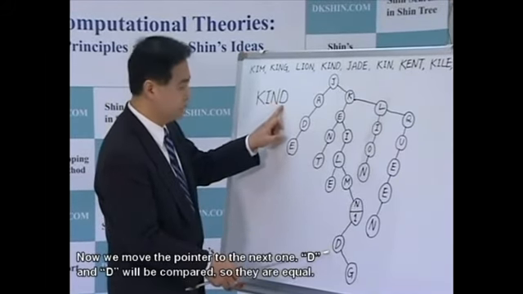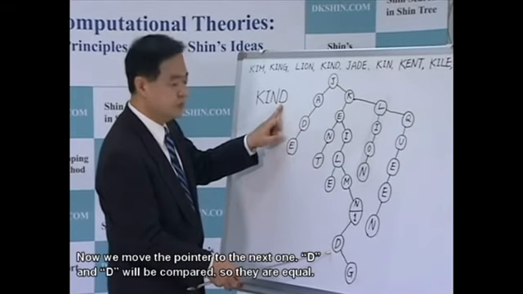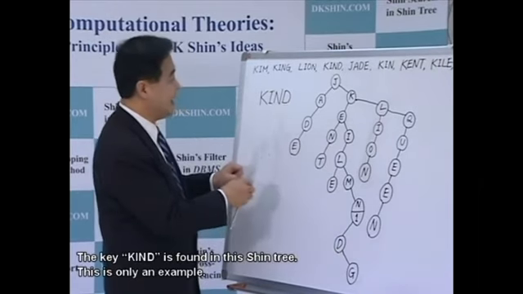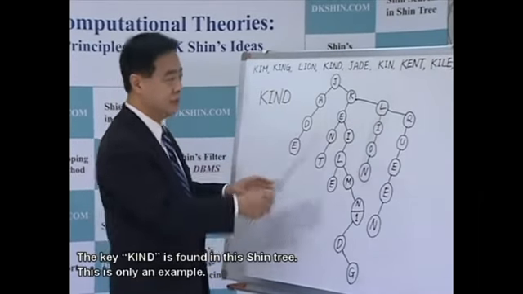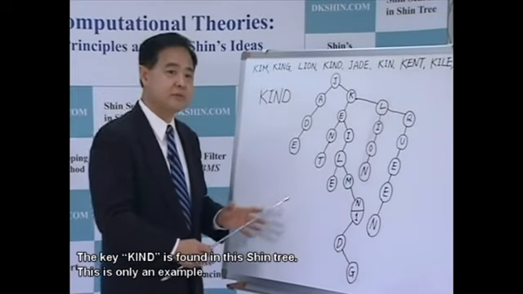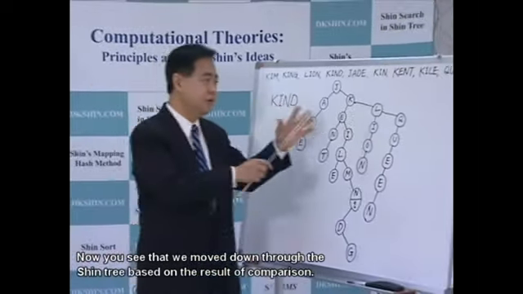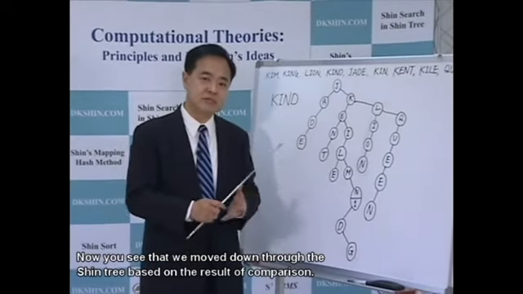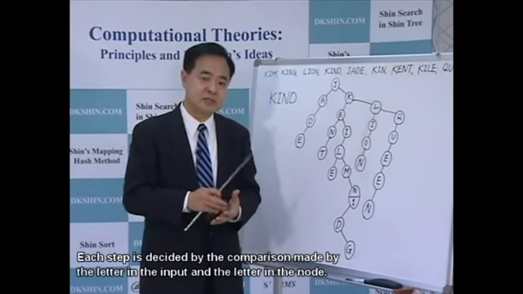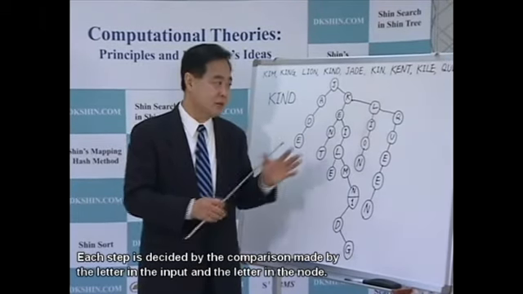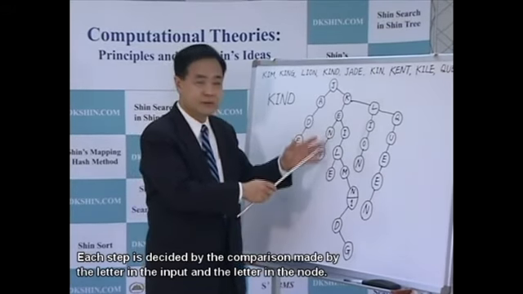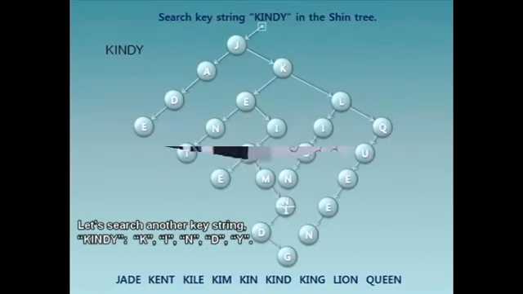Now we move the pointer to the next letter, and D will be compared, so they are equal. So the key kind is found in this Shin tree. This is only an example. Now you see that we move down the Shin tree based on the result of comparison. Each step is decided by the comparison made between the letter in the input and the letter in the node. Let's search another key string, kindy, K-I-N-D-Y.